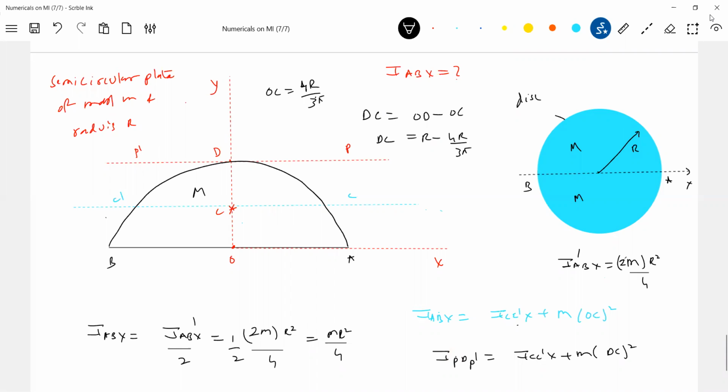And now similarly, sir, I want I_OZ. Here only, in this problem, I want I_OZ. Here we calculated about the axis passing through AB, no? I want I_OZ.